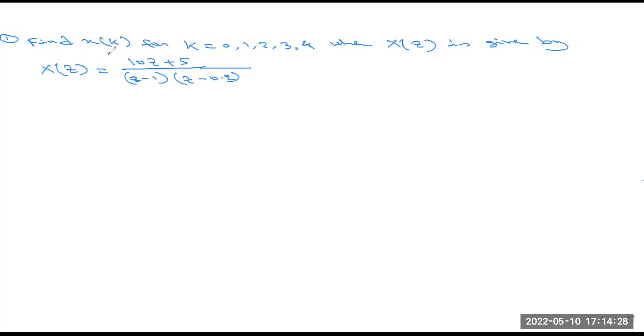So find x of k. What is the value of k? k is 0, 1, 2, 3, 4. The maximum limit is 4, when the function is given as 10z plus 5 by (z minus 1) into (z minus 0.2). Okay, so what do we have to do? Everyone please note down in your notebook. This problem is very, very important. First, we have to write this equation as a ratio of polynomials in z inverse, because we have to solve it by the inverse z transform method.